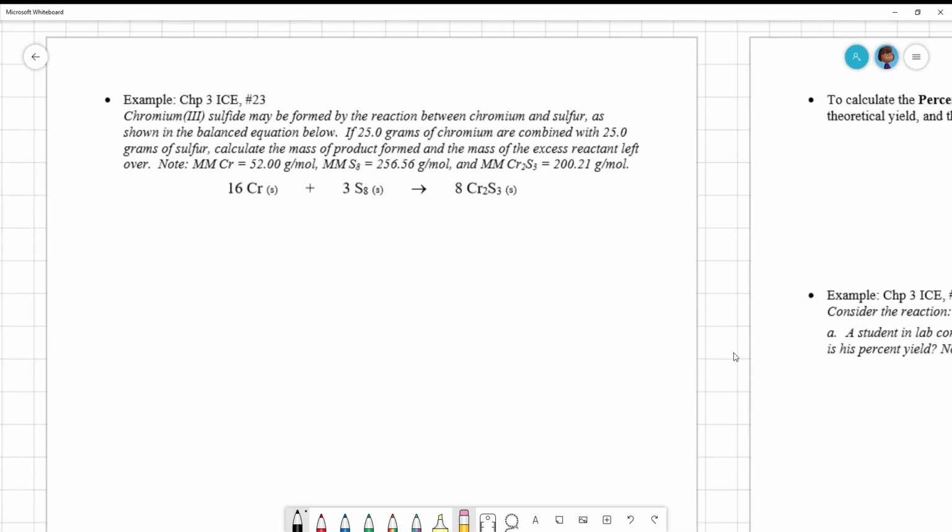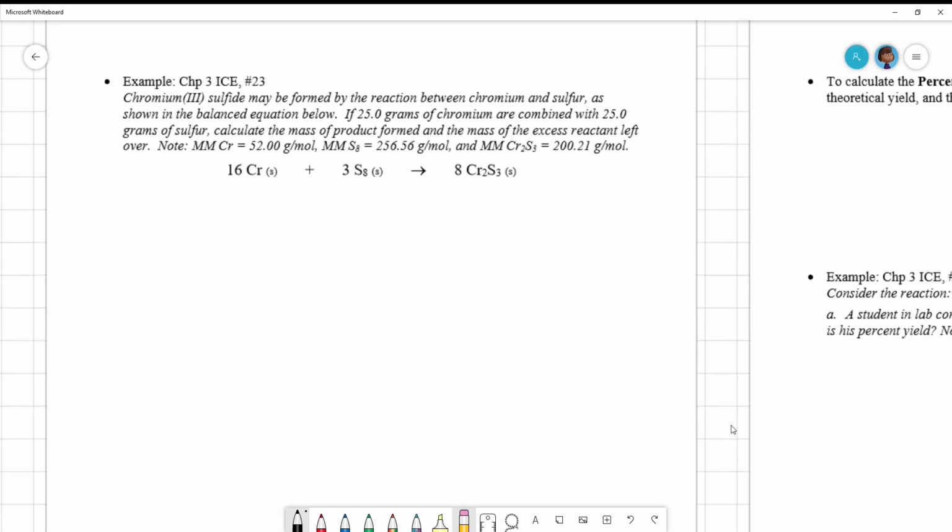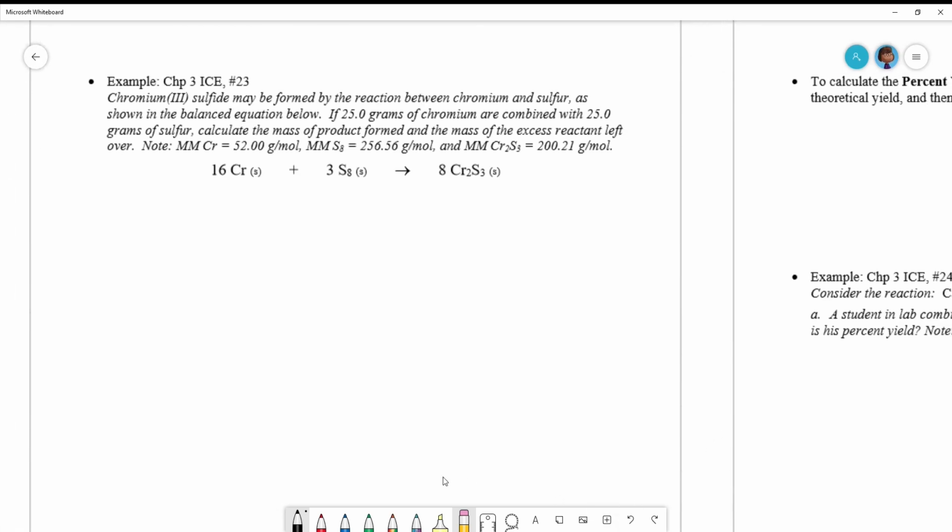Here we go, page 3. So page 3, similar problem, but a little bit more complicated. Again, it is a limiting reactant problem.